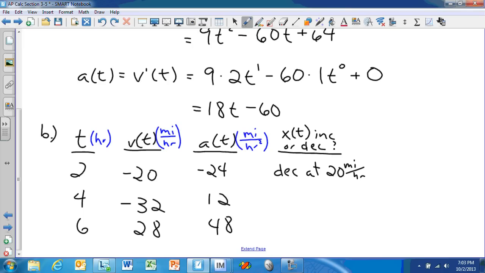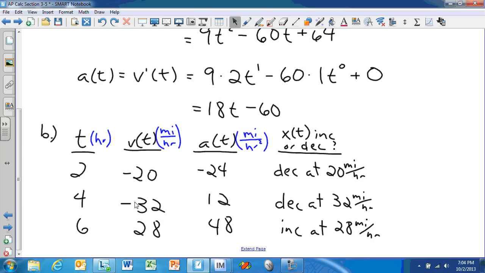Now for t equals 4, it's a negative 32. So again, we are decreasing at a rate of 32 miles per hour. And then finally, at t equals 6, it's a positive 28. So we're increasing at 28 miles per hour.